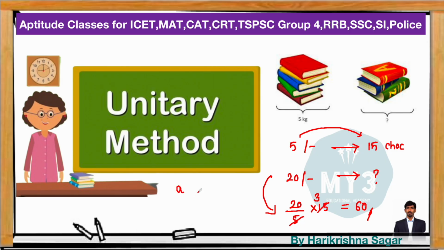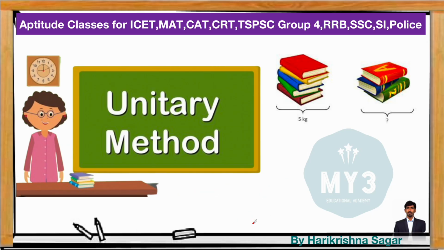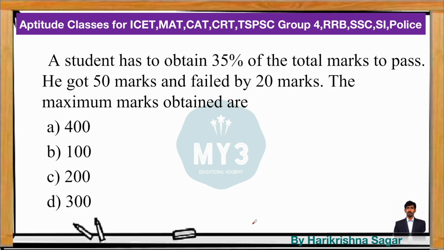So if A is giving B, then C is giving what? You can simply write C by A into B will be your question mark value. This is the unitary method. All the questions you can comfortably solve using this unitary method. So let's jump into a simple question based on this.